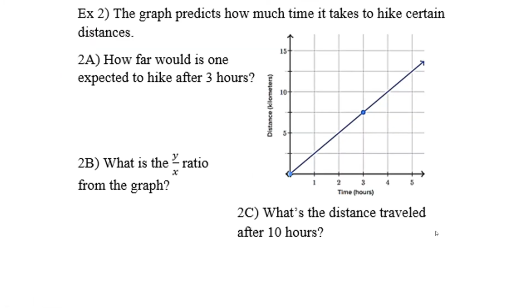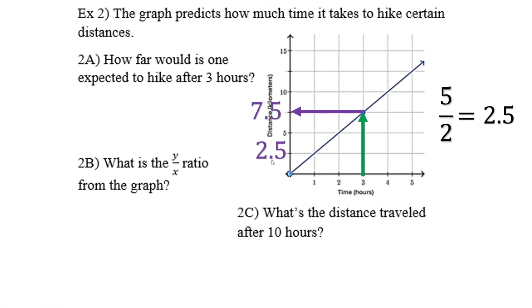Example 2, the graph predicts how much time it takes to hike certain distances. So how far is one expected to hike after 3 hours? Now this is where you have to figure out what this value is, because it's not labeled. So if every 2 squares is 5, we have to divide 5 by 2 to figure out what halfway is. 5 divided by 2 is 2.5. So therefore, this is 2.5. 5 plus 2.5 is 7.5. And so after 3 hours, someone has hiked 7.5 kilometers. What is the simplified y over x ratio from the graph?